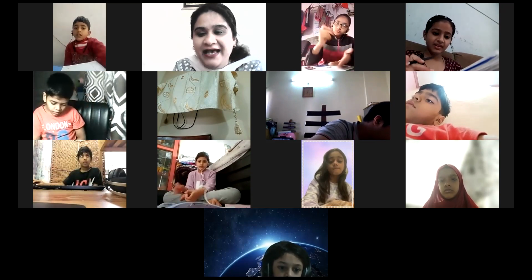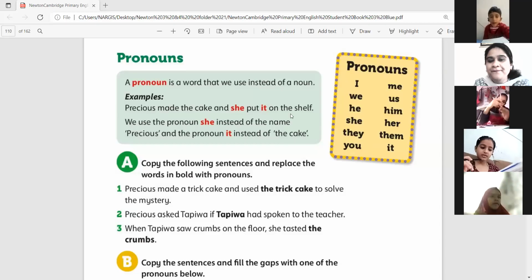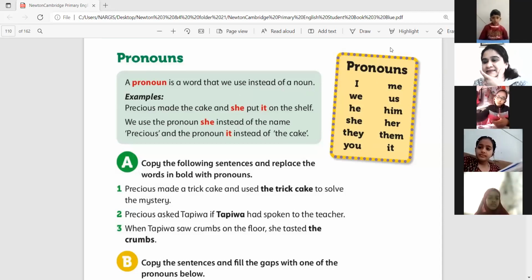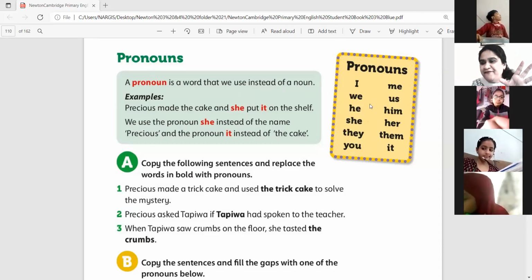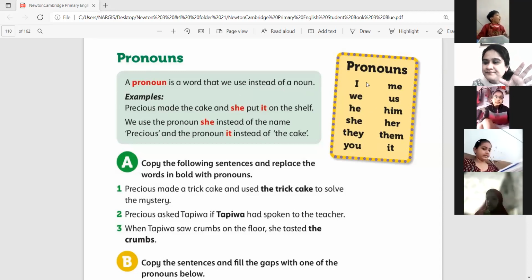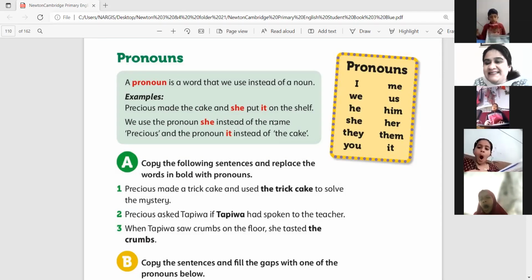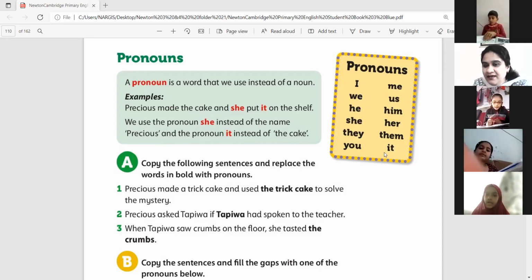Can I continue reading now? Page 110. A pronoun is a word that we use instead of a noun. These are all the pronouns. Do you want me to give you the definition in writing? No, ma'am, this is enough. Now see, Precious made the cake and she put it on the shelf. So she and it are pronouns. We use the word she instead of the name Precious and the pronoun it instead of the thing. Any non-living thing, we use it.